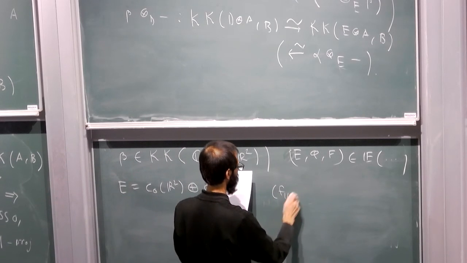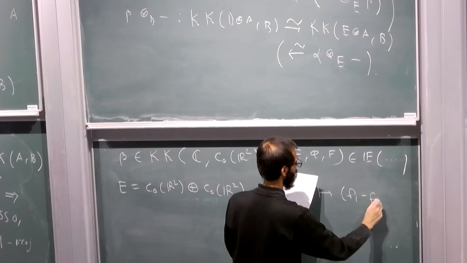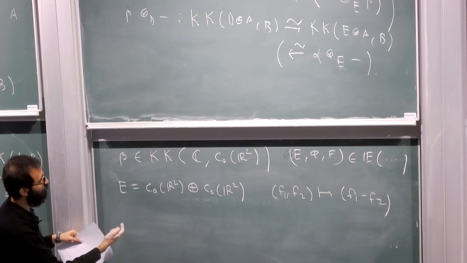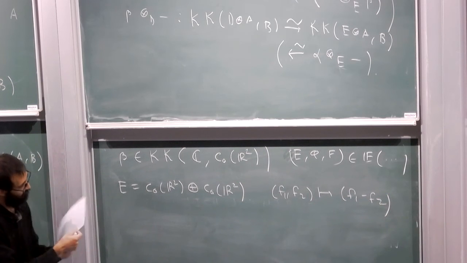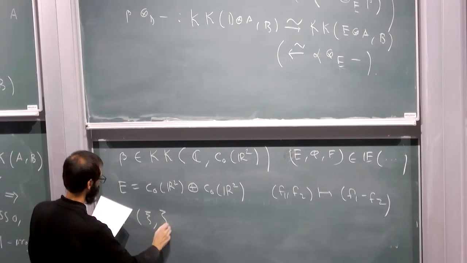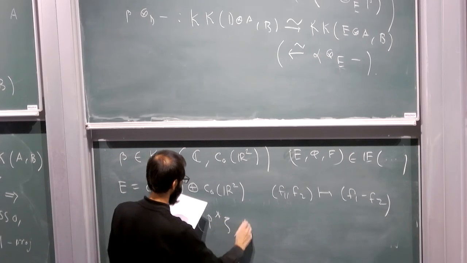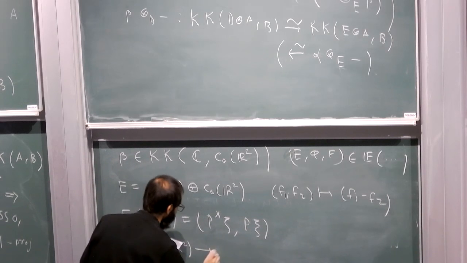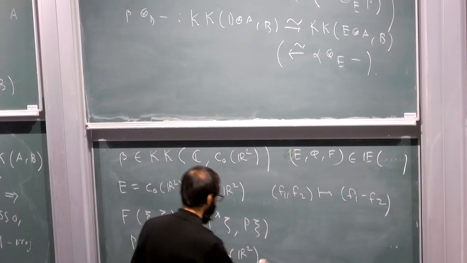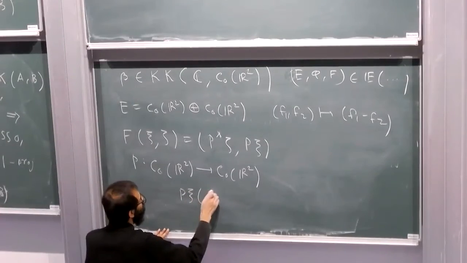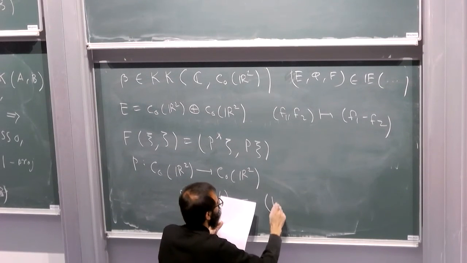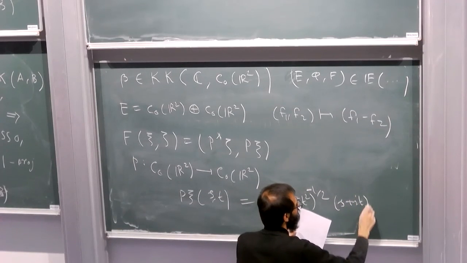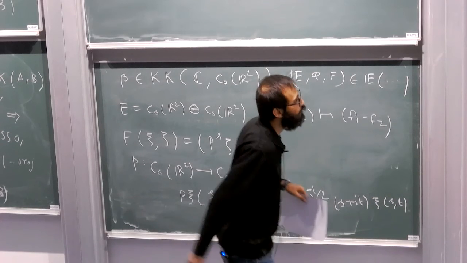F1, F2 goes to... phi is again the unique unital star homomorphism from C to the adjointables, and F is as follows: P star xi is I. P is from... minus S plus IT xi ST. This gives you beta.